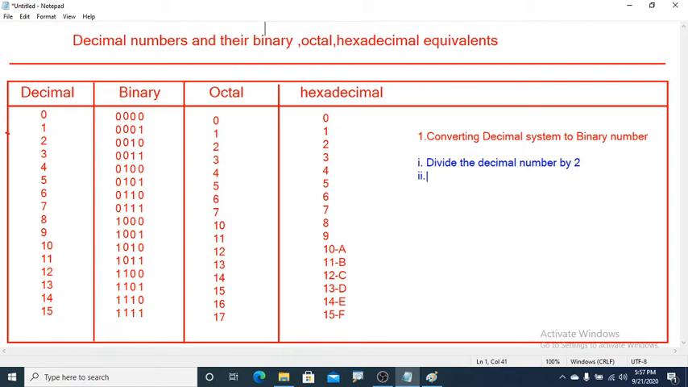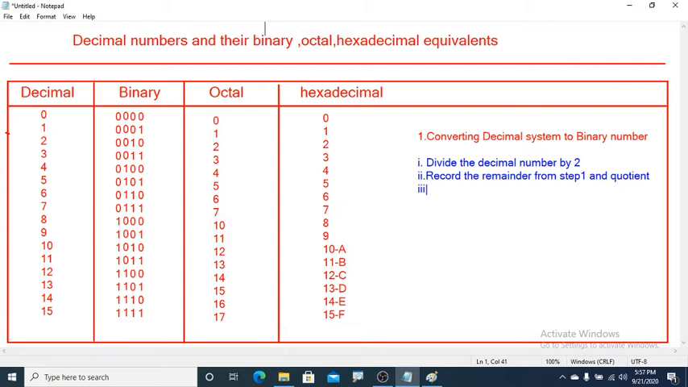Now step 2: record the remainder from step 1 as the rightmost digit, and also record the quotient. Now record the remainder from step 2 and the quotient. This is step 2.